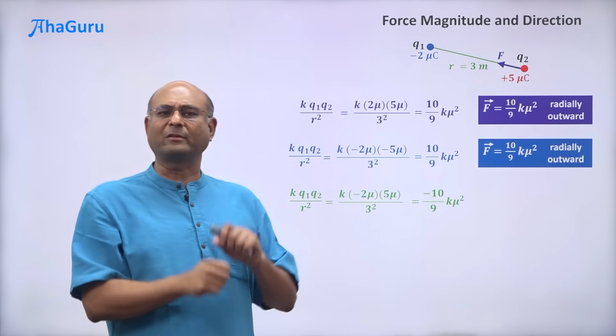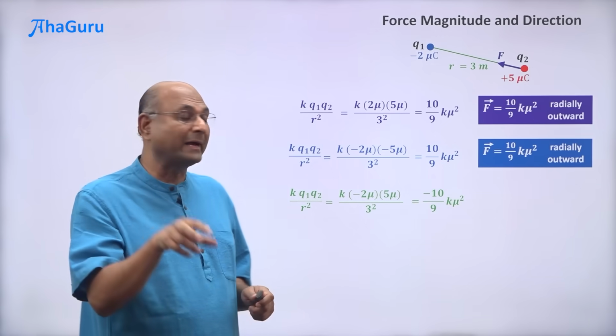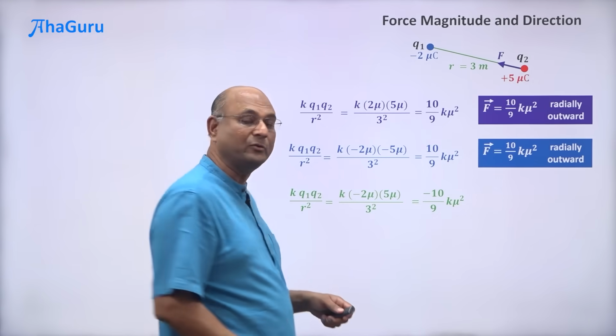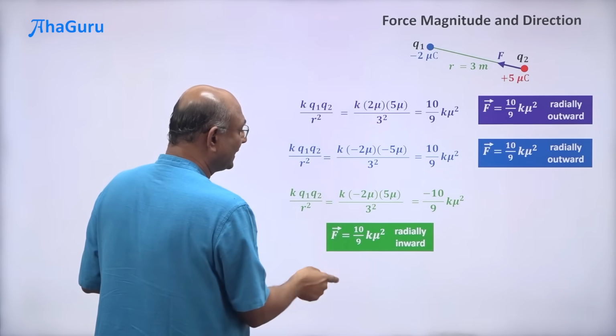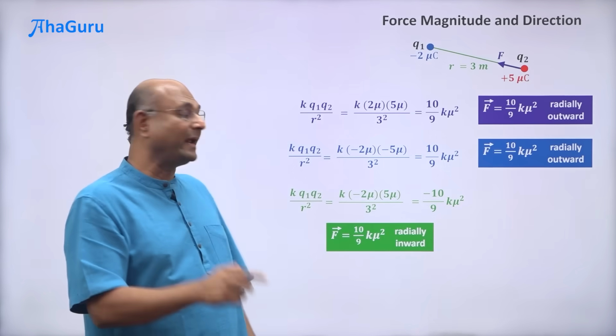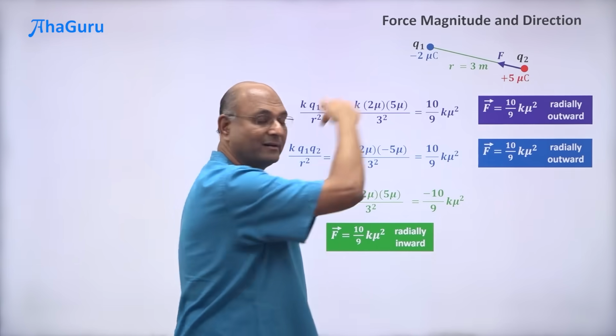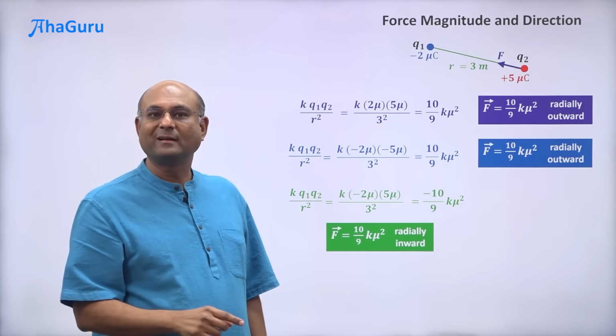Clearly this is not the magnitude of the force. So for the magnitude of the force, we take the magnitude and we say the magnitude of the force is 10 by 9 k micro squared. So usually we'll write that the force vector is not this. It is the absolute value of that, 10 by 9 k micro squared radially inward. But suppose I wanted to use it as it is.